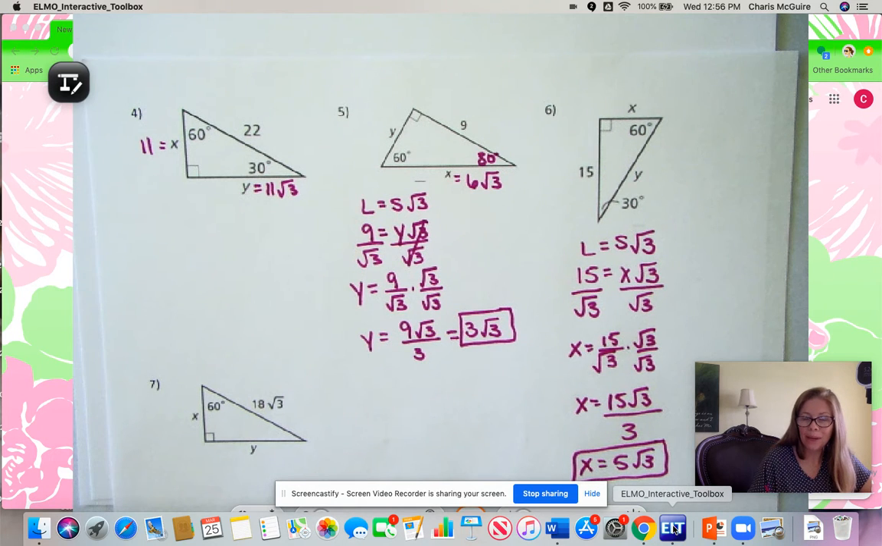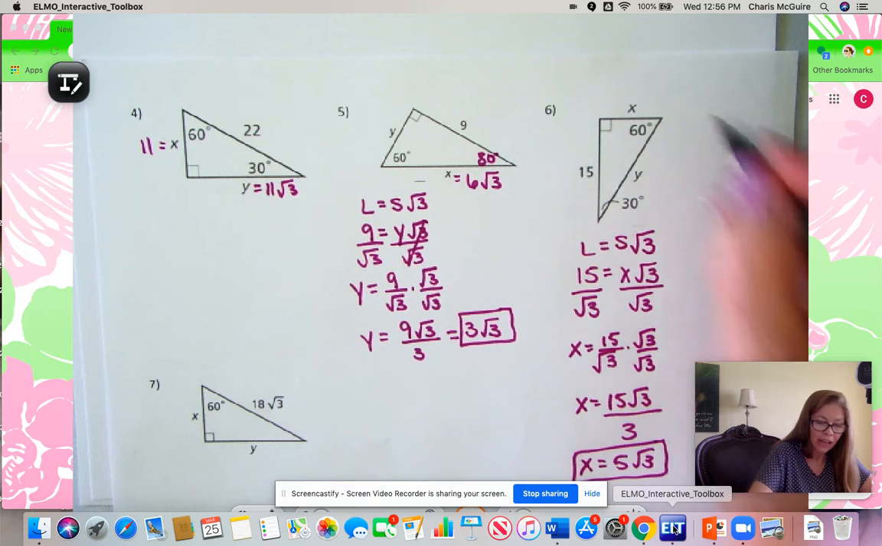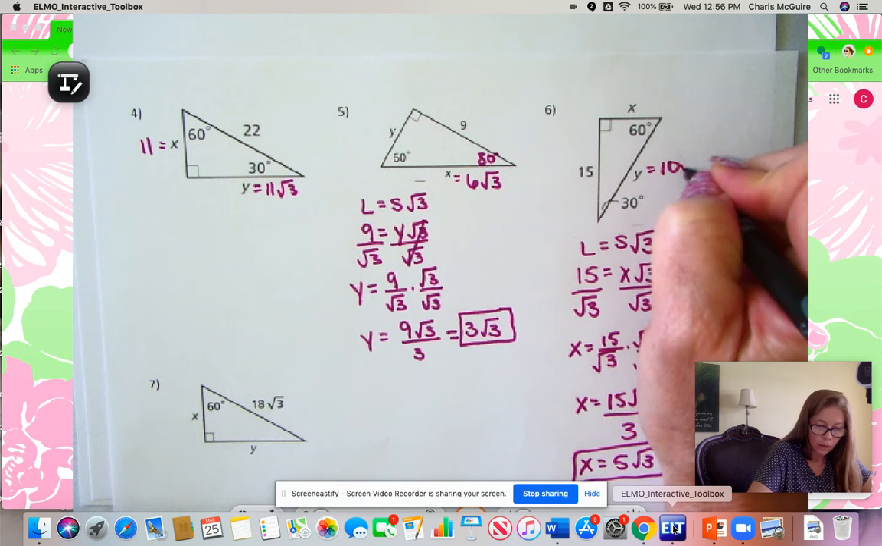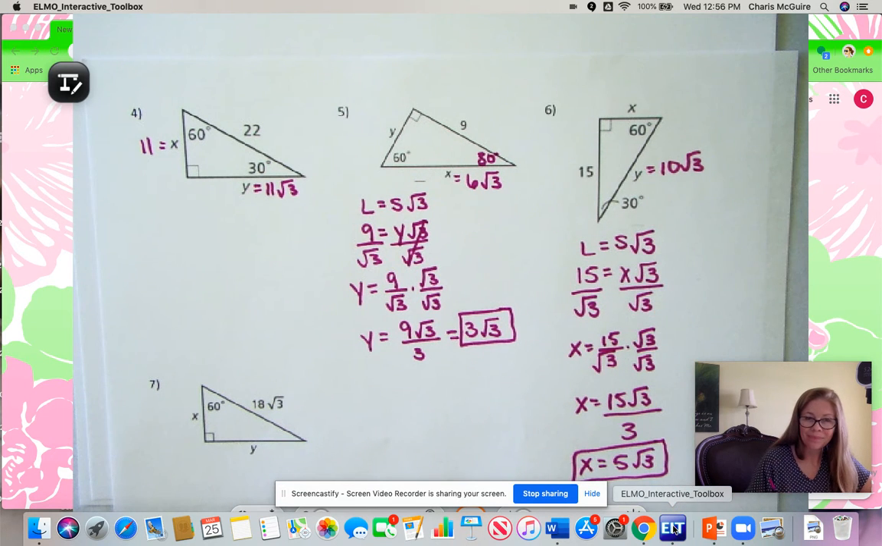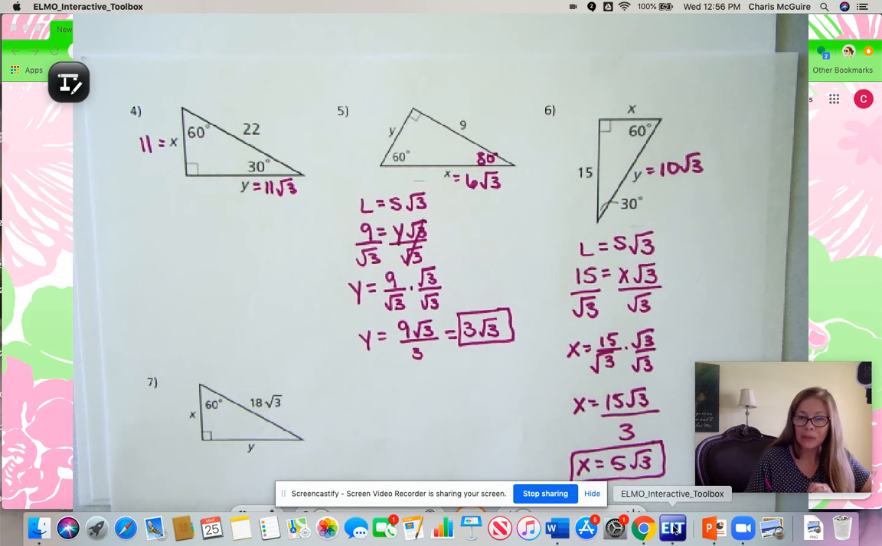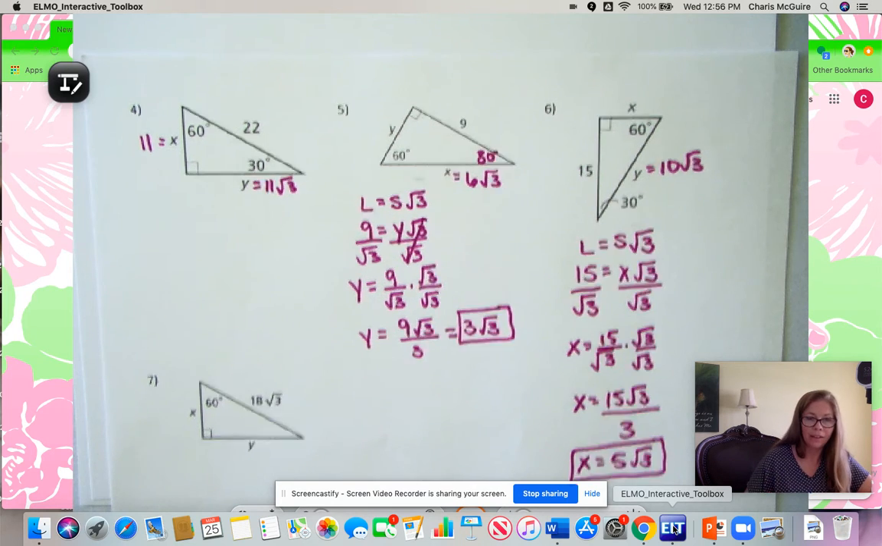And how about that hypotenuse? Did you double it to find the hypotenuse? So to get the hypotenuse, we're just going to double the 5, and it's going to be 10 square root of 3. There you go. All right, one more problem. It looks a little bit different. But you got this. Go ahead and find the short leg for number 7.